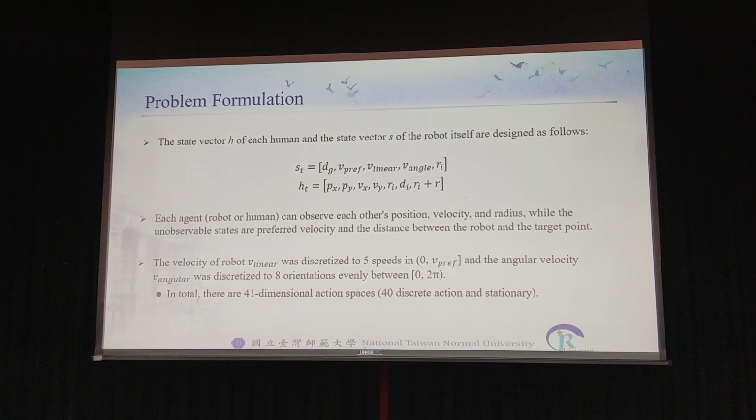Finally, the state of the robot and the state of each human are combined together. The robot's speed is described by 5 speeds, and the heading is described by 8 directions between 0 and 2 pi. In total, there are 41 discrete actions: speed, direction, and rotation.